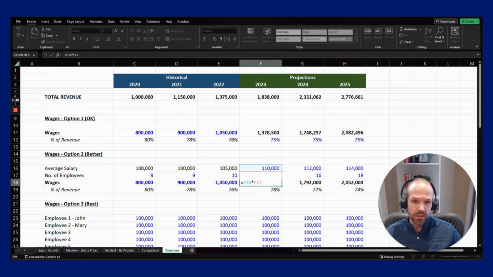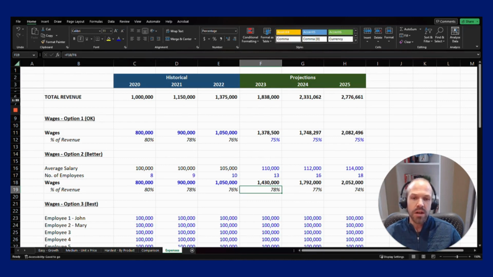And then that is pretty simple math again. You just do the average salary per employee times the number of employees to get the total wages for that period. And as a check, what I've done here is I've just said, okay, well, we're calculating it differently, but what percentage of revenue do those wages then represent? So in this case, it's 78%. So it's gone back up again.